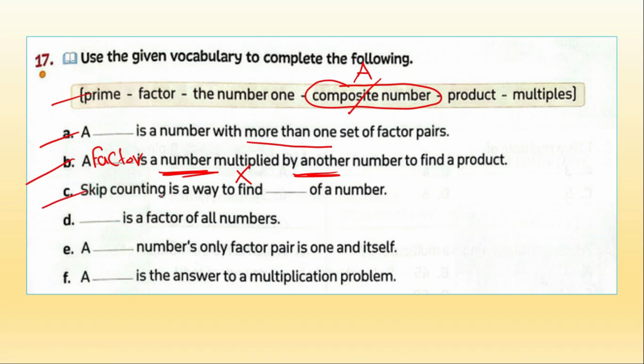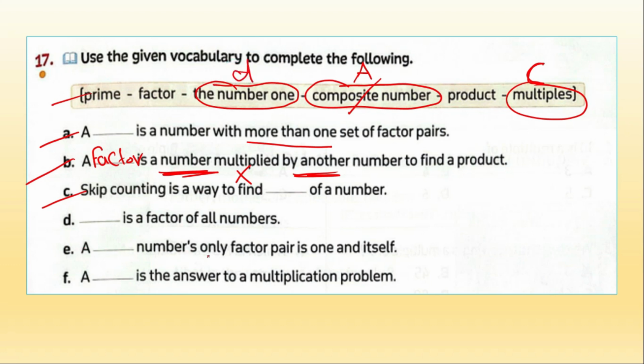Okay. Skip counting is a way to find what of a number? Skip counting to find the multiples. Okay, to find multiples. That will be letter C. Okay, D. Which one is a factor of all numbers? Of course, the number 1 is a factor of all numbers. So that will be D.